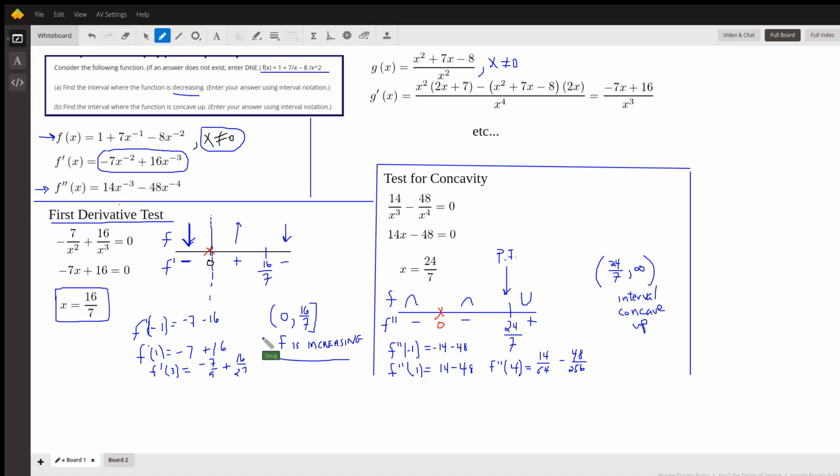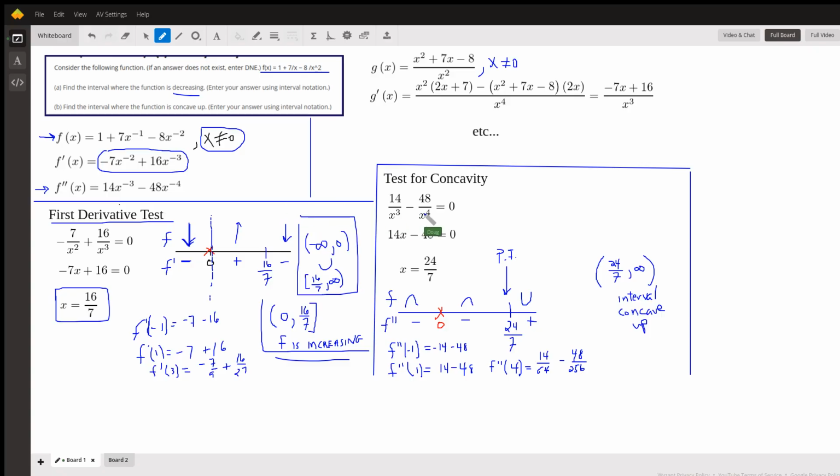So here's the interval of increasing. The interval of decreasing goes from negative infinity up to 0, and we have to union that with 16/7 comma infinity. So this is your interval of decrease.